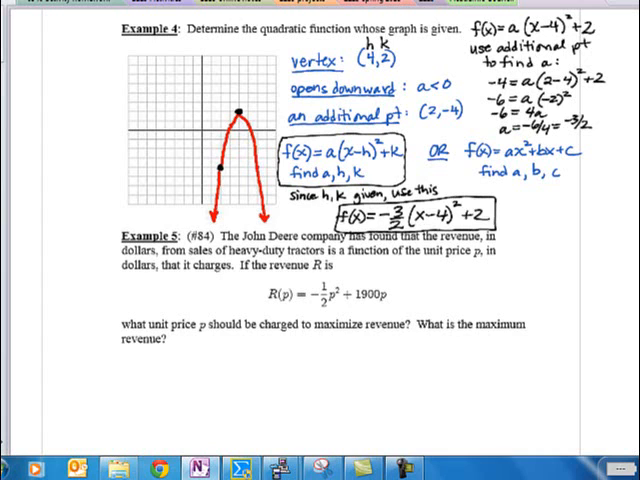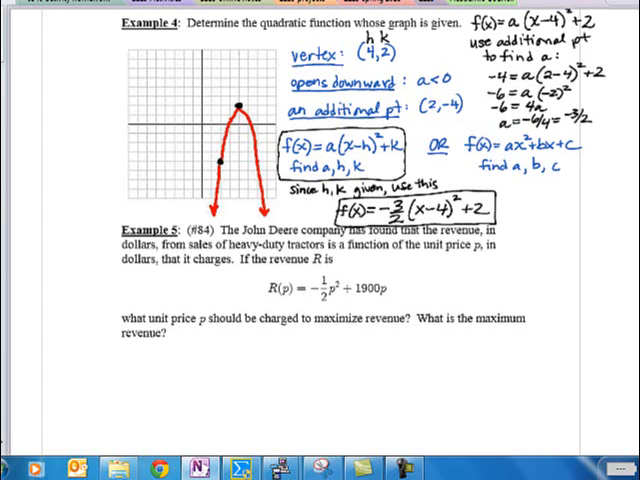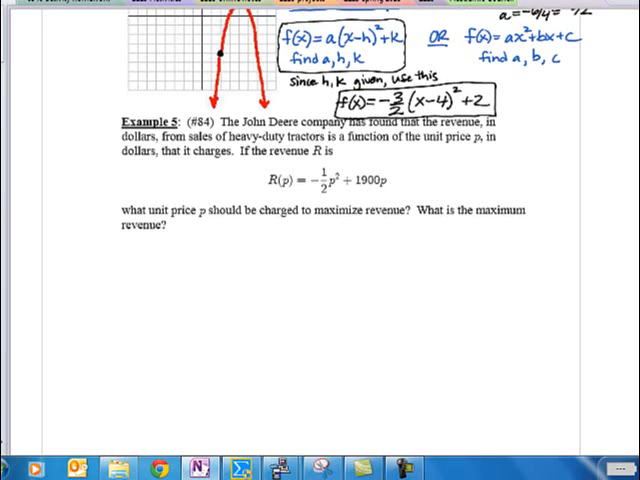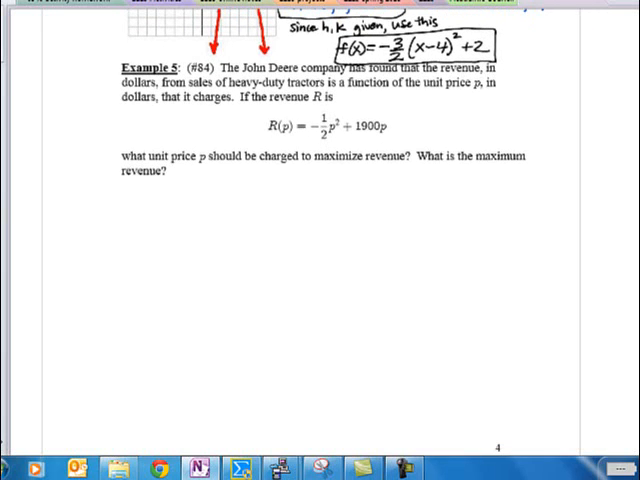Alright, so the next example, saying that the John Deere Company has found that the revenue in dollars from sales of heavy-duty tractors is a function of the unit price, P, in dollars that it charges. The revenue function here that's labeled R is given by R, revenue as a function of price, is negative 1/2 P squared plus 1900 P. They're asking what unit price should be charged to maximize revenue, and what's the maximum revenue.